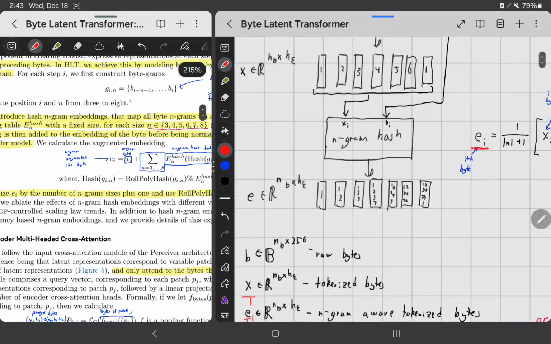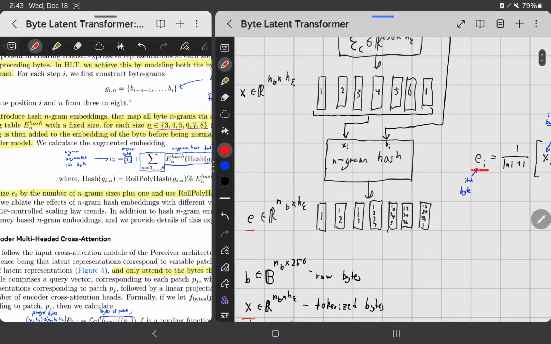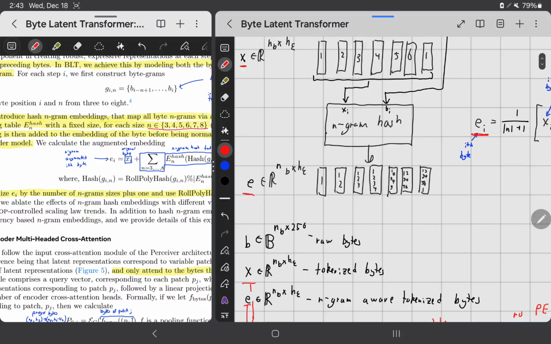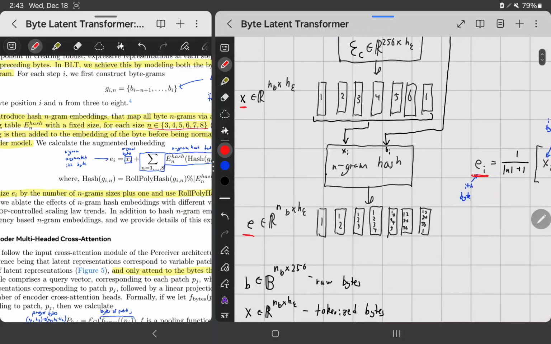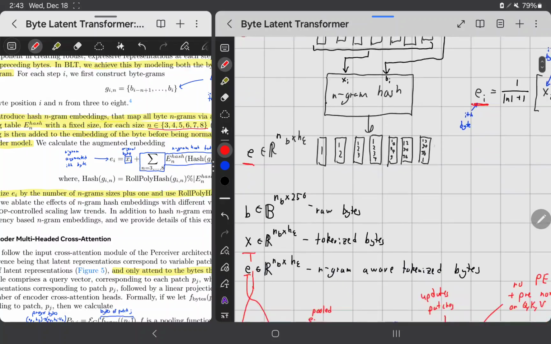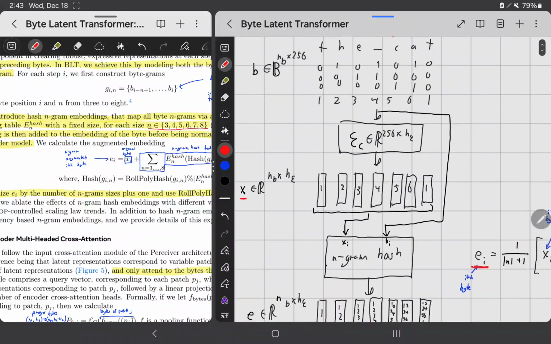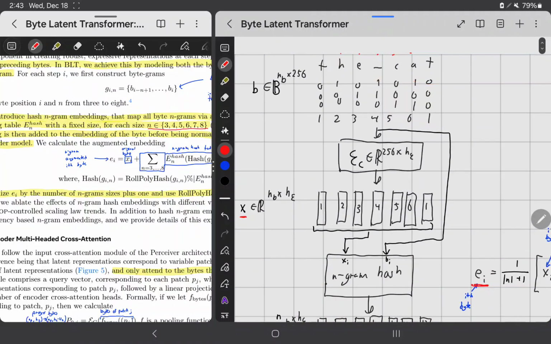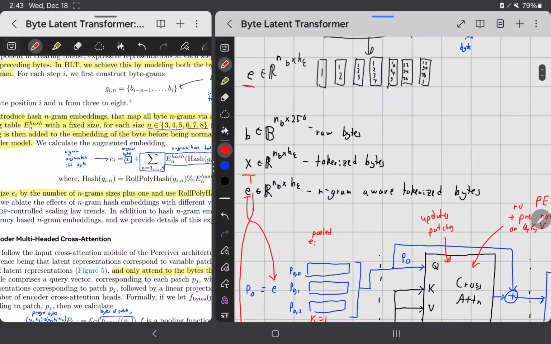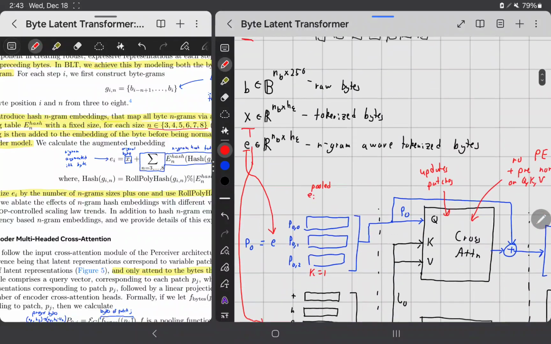So that's going to be E sub i. Note the difference between E sub i and x. x is not n-gram informed, E is n-gram informed, but both are embeddings of our bytes. So now we have a sequence of n-gram informed bytes. This will go into our transformer, and note that this is still just our byte sequence. We don't have patches. So how do we patchify this?